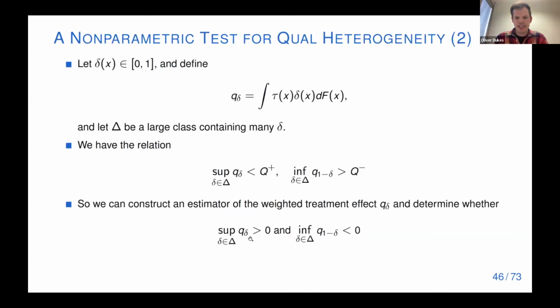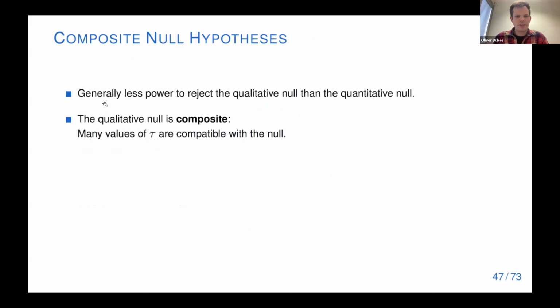I should say quickly that we were using an idea that is quite closely related to policy learning. This is very similar to the sort of objective function people have used in policy learning. And you can think of optimizing over delta as trying to learn the optimal treatment rule. So generally, with a composite null hypothesis, like in the qualitative case, we have less power to reject the qualitative null. And this is because many values of the parameter are actually compatible with the null.